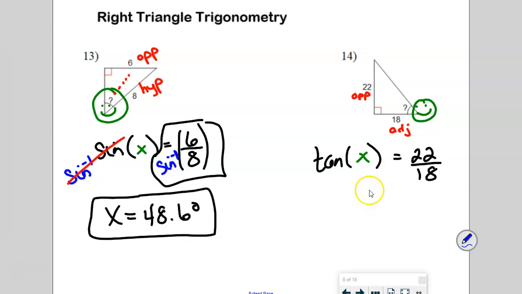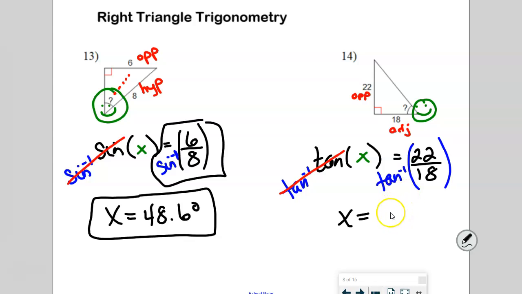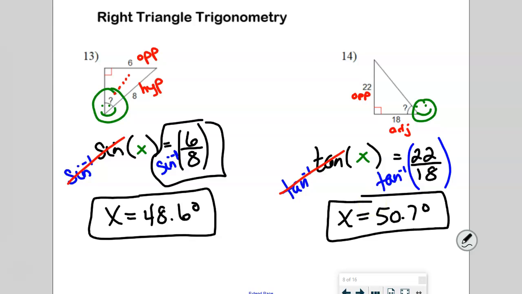So just like with sine, we got to undo the tangent function this time, so we're going to use our inverse tangent. Same thing as sine, just got to use the right button this time. On both sides of the equation, inverse tan and tan will cancel. And now you just got to carefully type inverse tan, so second tan of 22 over 18. I'm getting 50.7 degrees. Seems appropriate. I like it.